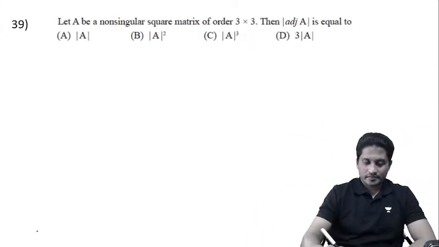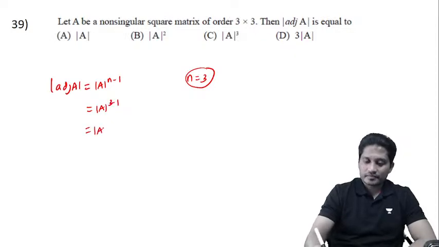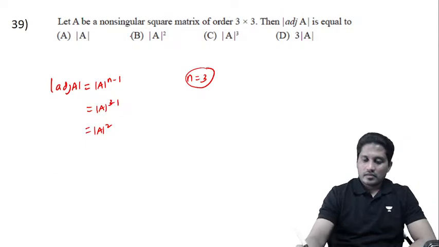Determinant of adjoint A. Determinant of adjoint A is determinant A to the power n minus 1, where n stands for the order of the matrix. Here n equal to 3, right? Determinant A power 3 minus 1, that is determinant A square. Answer is option B.